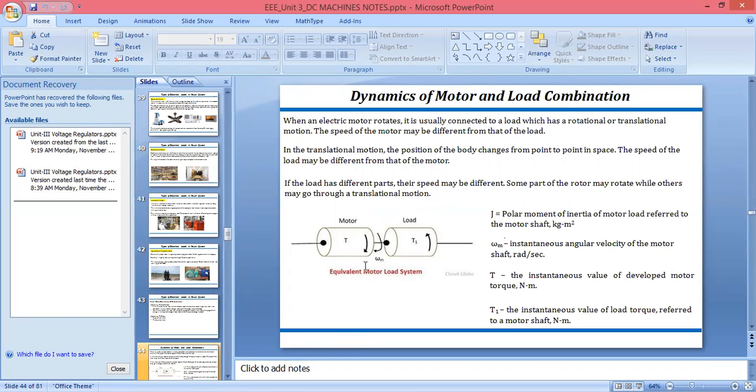You can see here the circuit diagram, the equivalent motor load system. This is the motor. T is nothing but torque. T1 is the value of the torque taken by the load, meaning the load torque. And this is the torque for the motor. You can take T as the torque, or there is a symbol for torque, a slipping line with an opposite J. You can take tau also.